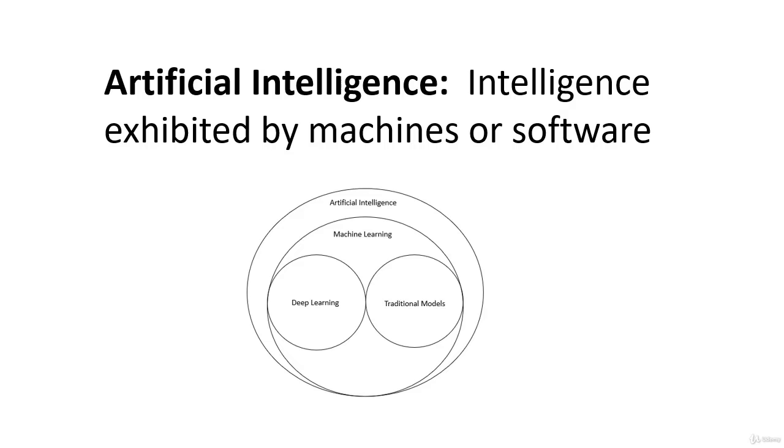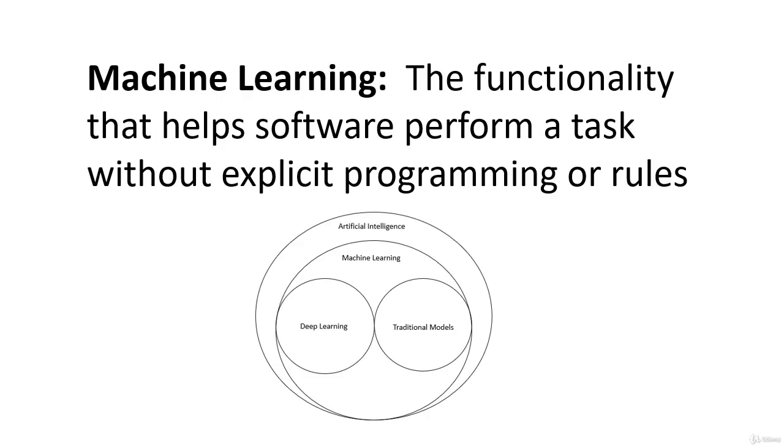So we've defined artificial intelligence and seen where it lives inside the AI hierarchy. It is the top level container for us. Let's move on to machine learning. You can see that machine learning lives inside artificial intelligence. So what is machine learning? It's the functionality that helps software perform a task without explicit programming or rules. All these definitions I'm giving you are Google's definitions. I've been looking at definitions for these disparate roles for a long time, and Google's is by far the best. They're the best because they're the most basic and they communicate what the topic is.